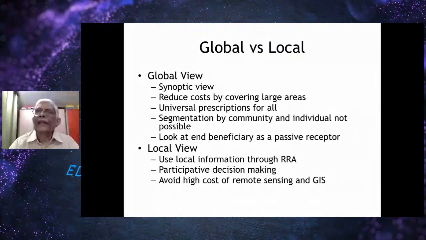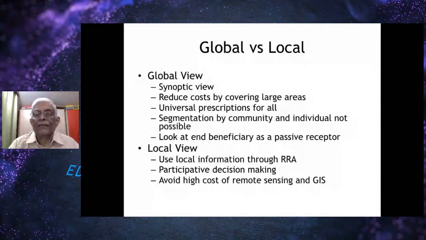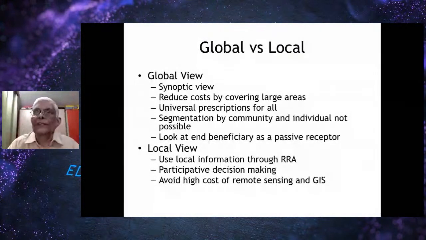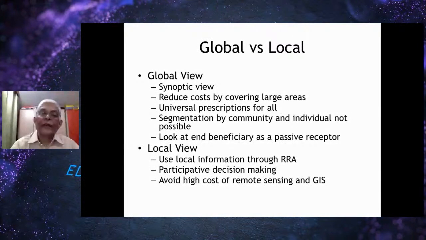So in these kinds of systems, the end beneficiary, the person who's going to use it, is passive. He is there to receive all your gyan, but you cannot use the gyan which he has, and that's where the local view comes in. So in the local view, a lot of local information is available. One of the technologies you use is called rapid rural appraisal, and this brings out a lot of the local knowledge. Most importantly, the local people have a voice in the decision making. They can participate in the decision making. And the third thing is that the local view avoids the high cost of remote sensing and GIS and all these fancy technologies, right? But you need both.